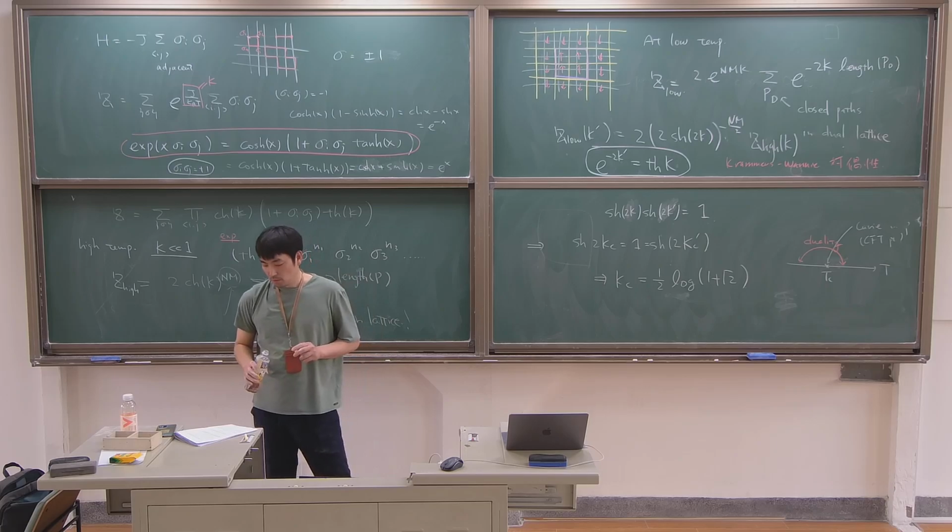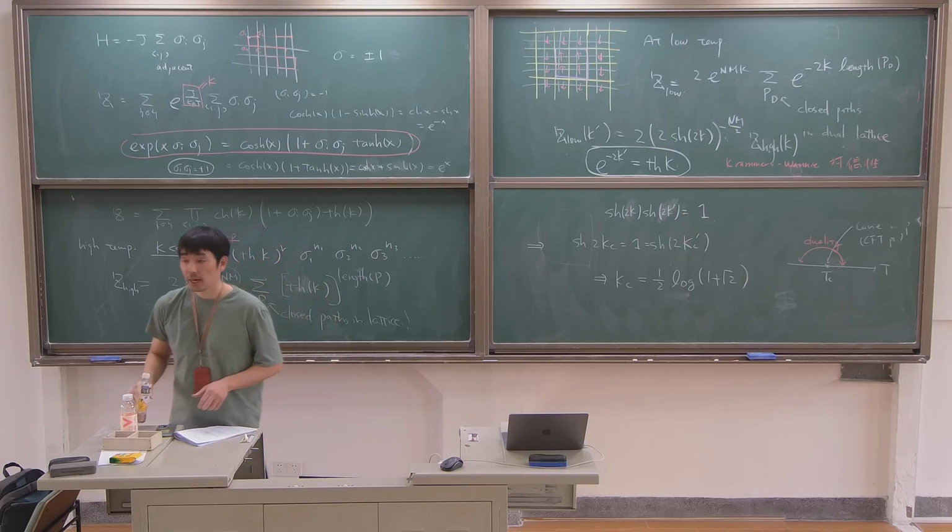Next time we will continue to learn Kramers-Wannier duality and also the zigzag regime, then try to connect to the Ising model.